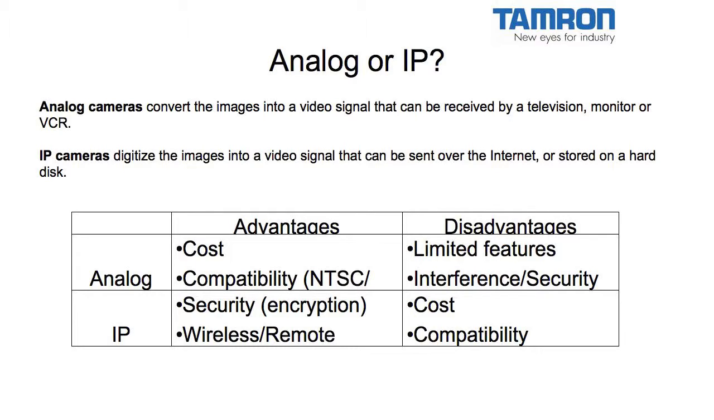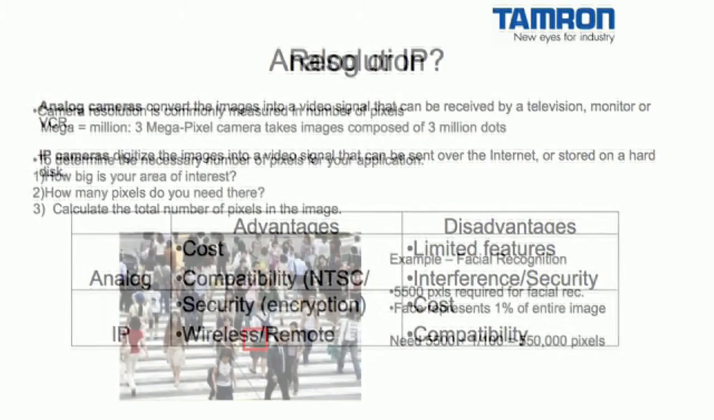IP stands for Internet Protocol. IP cameras convert the images into a digital signal that can be sent over the internet or stored on a hard disk. Although generally more expensive than analog cameras, IP cameras enable remote security because a digital signal can be carried over long distances. The signal can also be encrypted to restrict access to the images. IP cameras compress images using a variety of compression standards, so it is important to make sure that the IP camera you choose is compatible with your recording system.